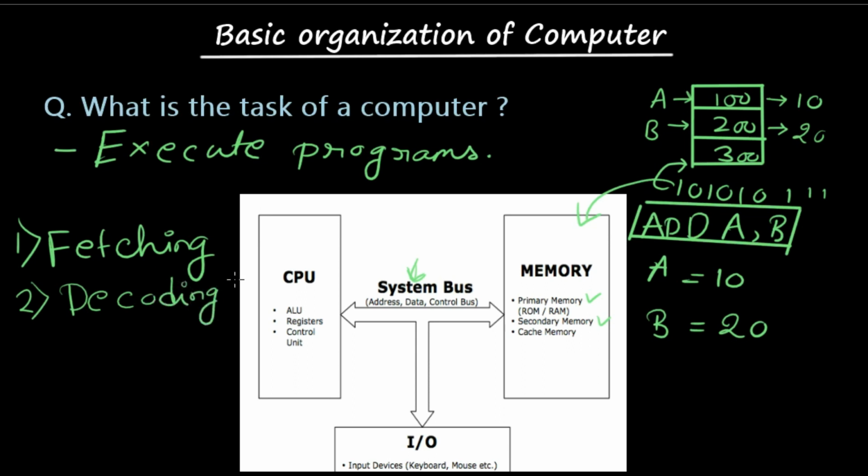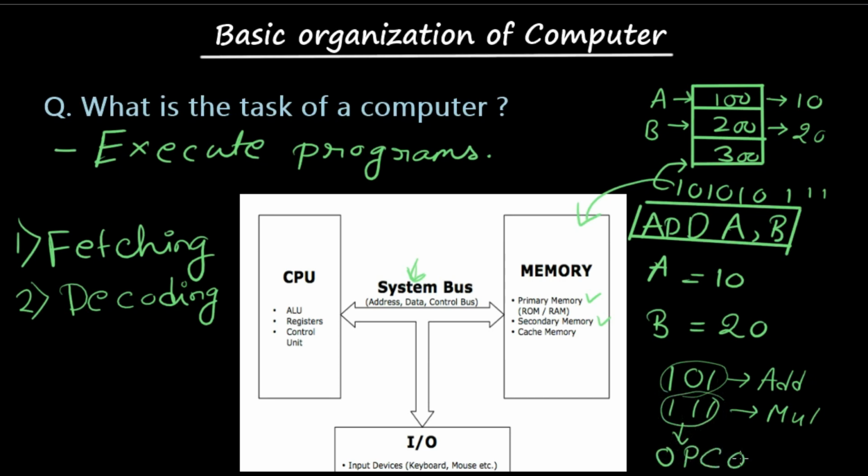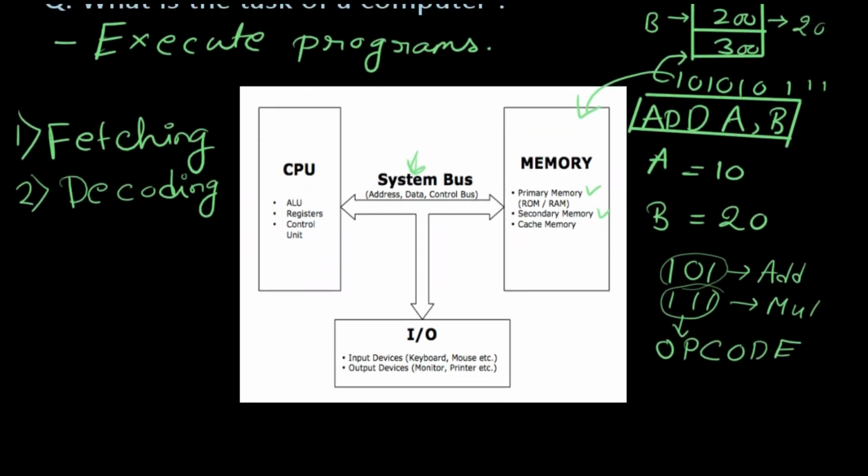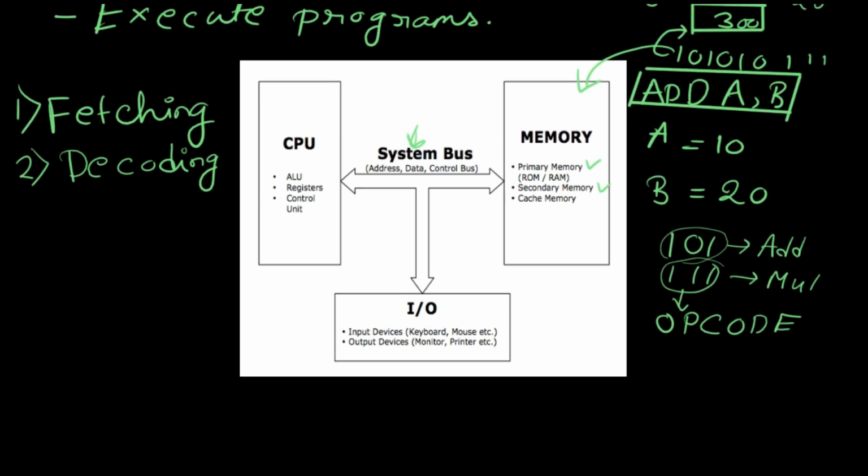So what is meant by decoding? Decoding means to analyze these bit patterns. Suppose an instruction starts with 101, it is meant to add. Suppose an instruction starts with 111, it means to multiply, and so on and so forth. These 101 and 111 are, in technical terms, called opcode or operational code. So what do they signify? They signify what operation to do.